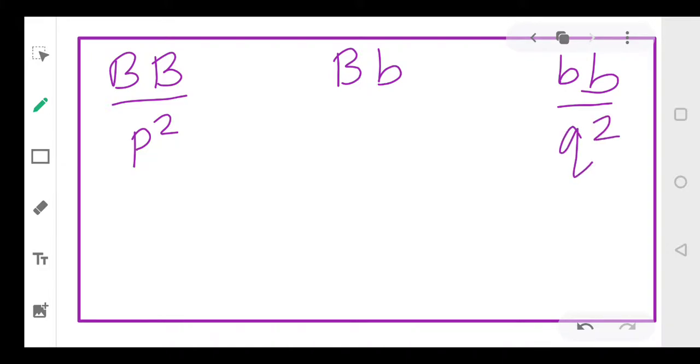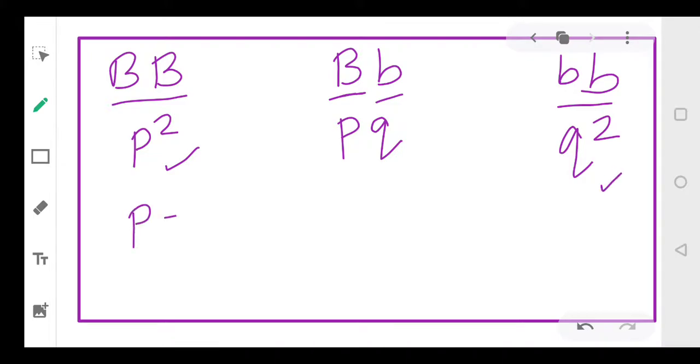Yes or no? Now the frequency of capital B is P and the frequency of small b is Q. So this will be Q. Isn't it, everyone? Hello, are you listening to me? Yes. So BB will have P square and small bb will have Q square.